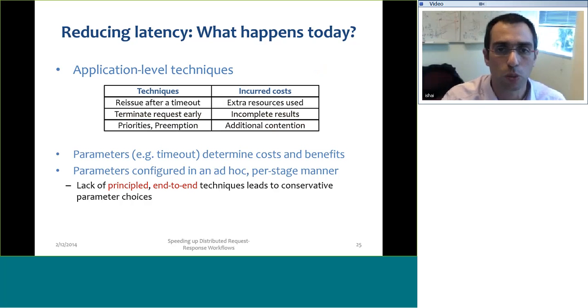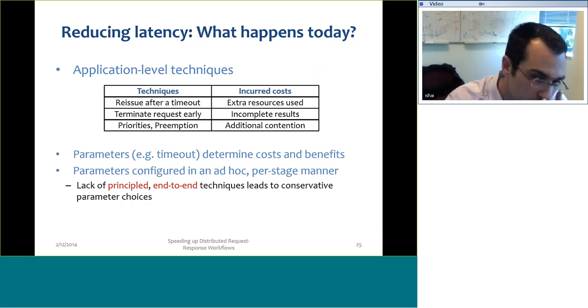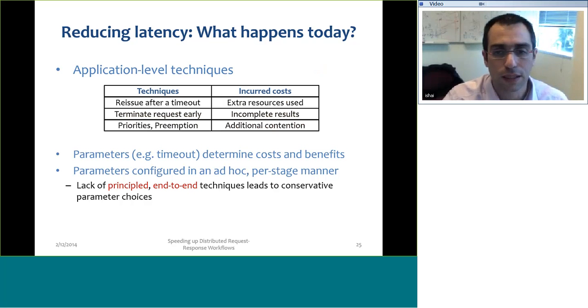So why do we need optimization here? Because all of these techniques come at a certain cost. There's no free lunch here, and for you guys, it's almost free dinner. So reissues come at the expense of extra resources. I need to reissue somewhere, so I need to allocate machines for these reissues. Incompleteness on its own is bad.